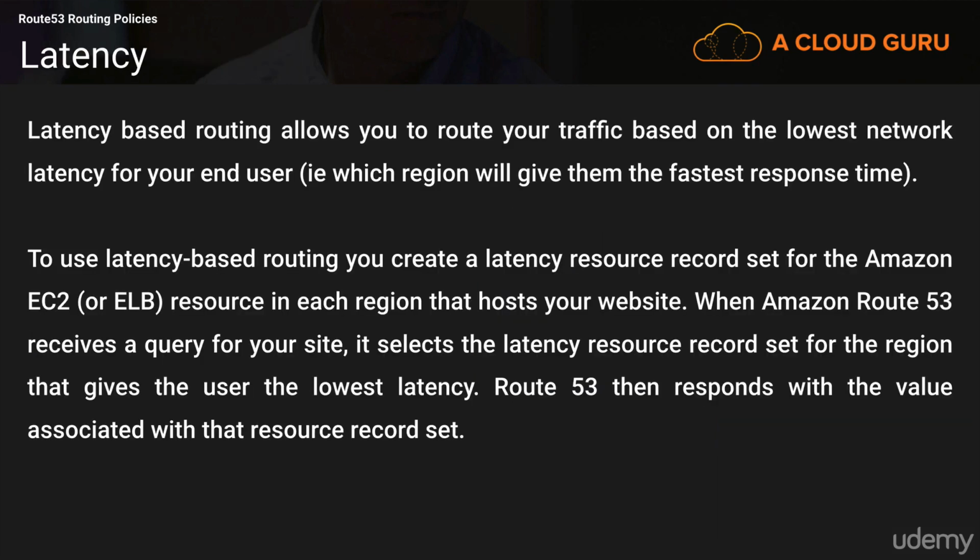So let's talk a little bit about the next routing policy, which is latency. Latency-based routing allows you to route your traffic based on the lowest network latency for your end user. So basically, it's going to route your traffic to the region that would give them the fastest response time. To use latency-based routing, basically all you do is create a latency resource record set for the EC2 or Elastic Load Balancer resource in each region that hosts your website.